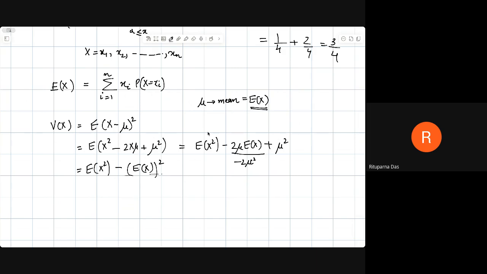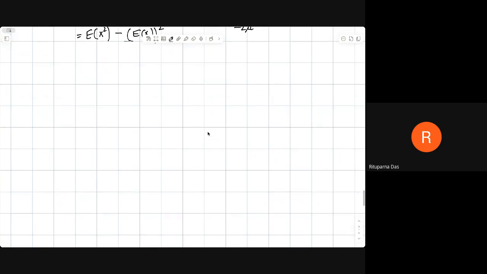So we are going to look at some probability distributions, and we are going to look at their functions. Okay, so the first one is your Bernoulli random variable.